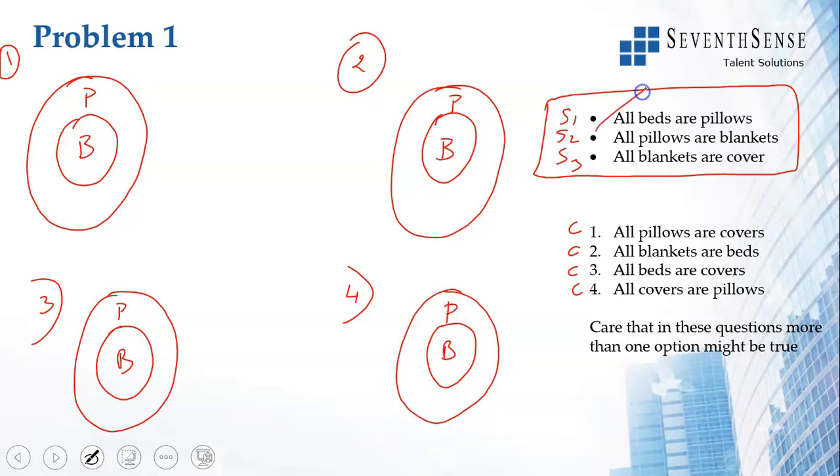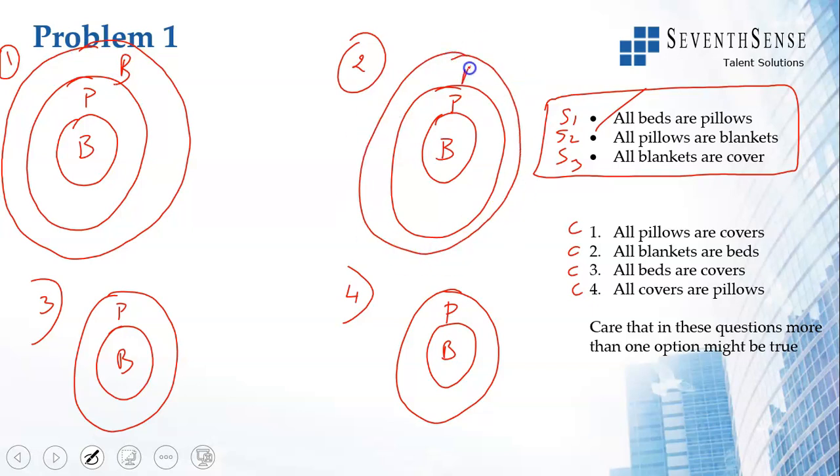So the first statement I have taken care of. All beds are pillows. Done. Now I have all pillows are blankets. So this is the simplest problem. You can possibly draw it in only one way. All beds are pillows, then all pillows are blankets. Okay, so I can't draw it in any other way. Even there I have to draw it like this only.